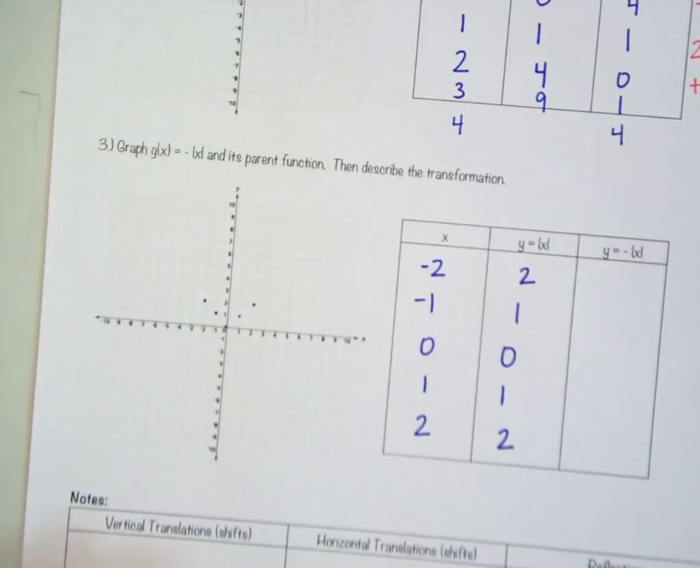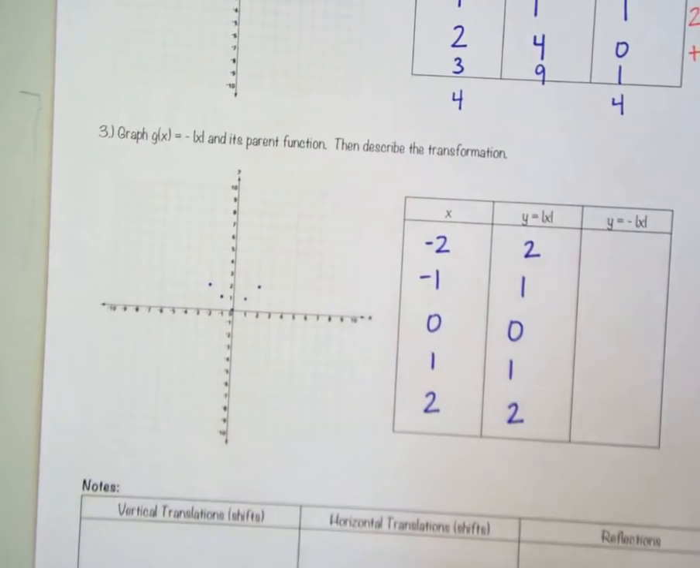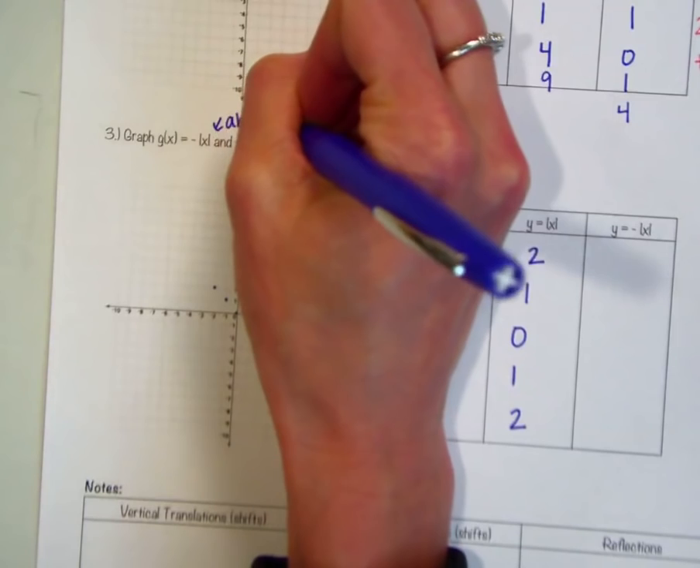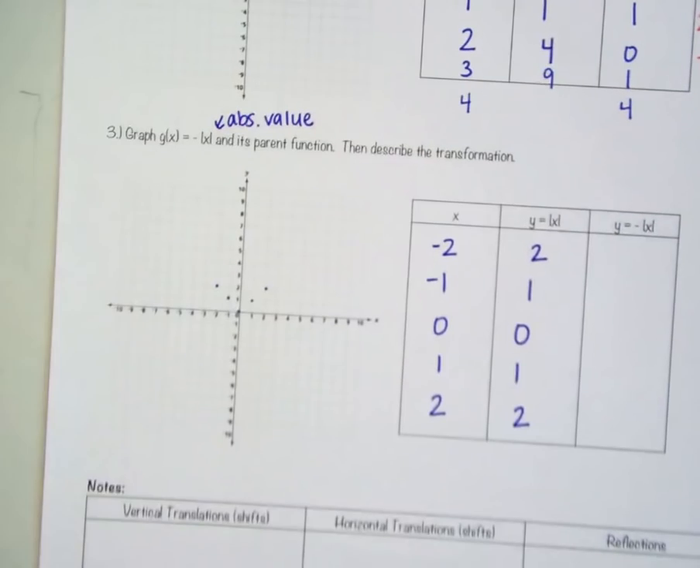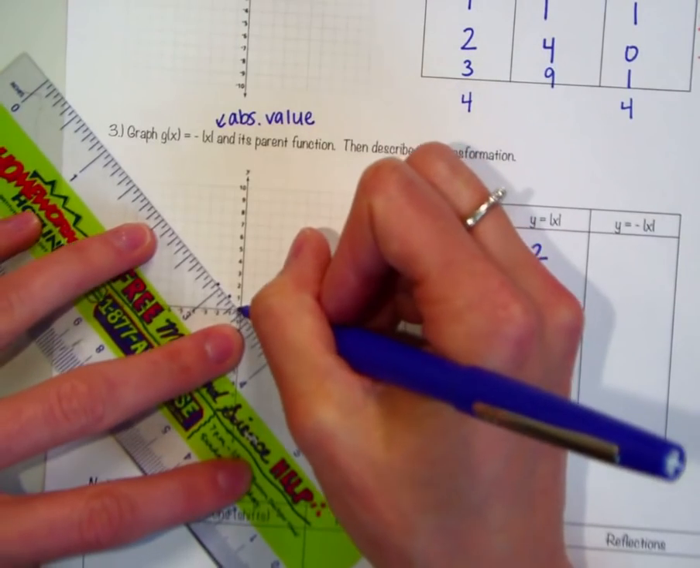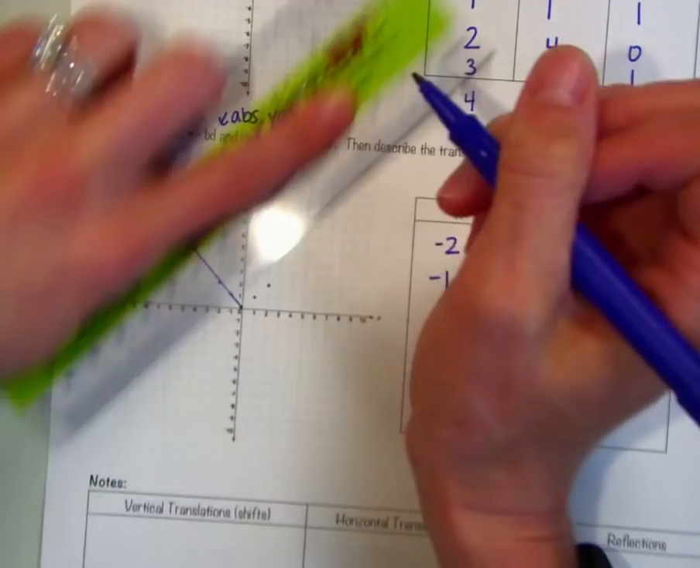All right, so when I plot those points, they're going to look like that. This is absolute value. So it's going to have that V shape. So now we don't want to curve it. We want it to have that point at the bottom.